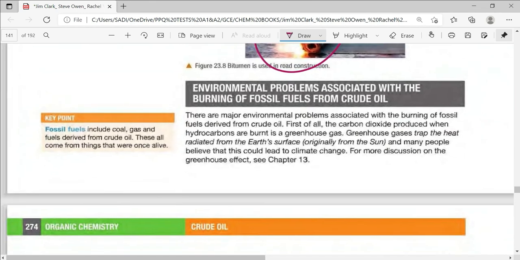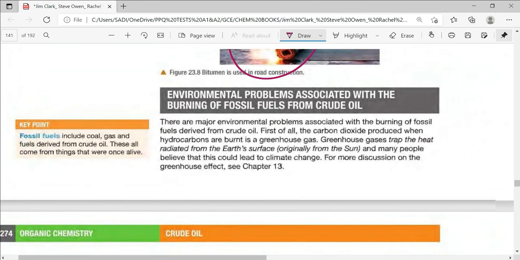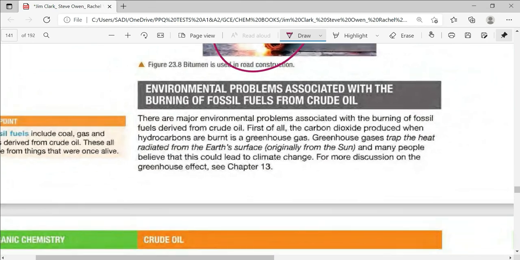What are the environmental factors and problems associated with the burning of the fossil fuels from the crude oil? The most important thing is that they're releasing carbon dioxide. That's the most important part of this discussion. And carbon dioxide is basically a greenhouse gas. And the effect of the greenhouse, we have already discussed, is that the sunlight is being trapped in the atmosphere and it's unable to release out from there.